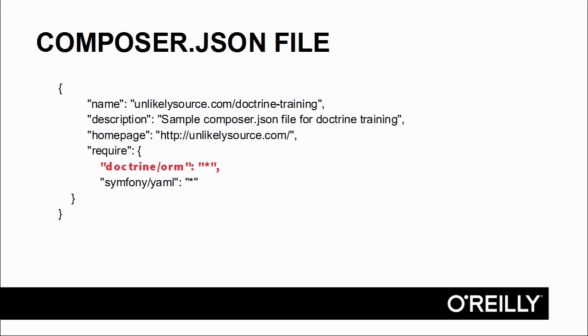doctrine/orm. Doctrine indicates the name of the project. ORM indicates the component, in this case, object relational mapping. You follow this by the specific version number that you're interested in. If the version number is unimportant, you simply indicate an asterisk and it will give you the latest version.